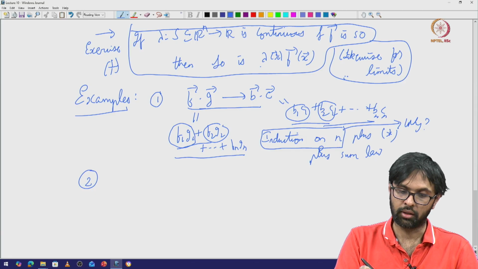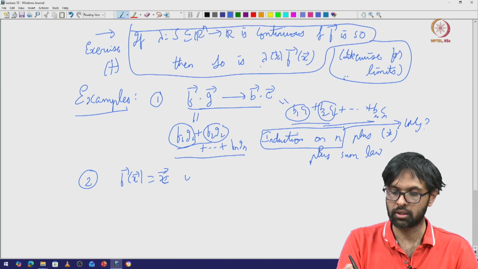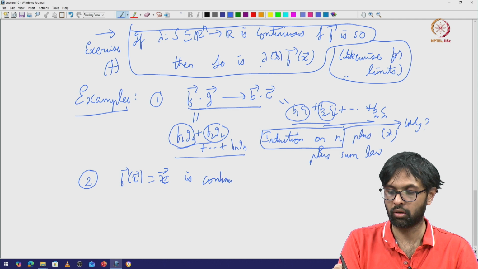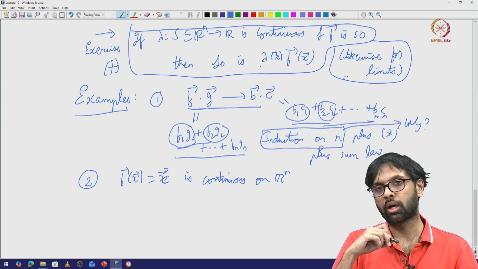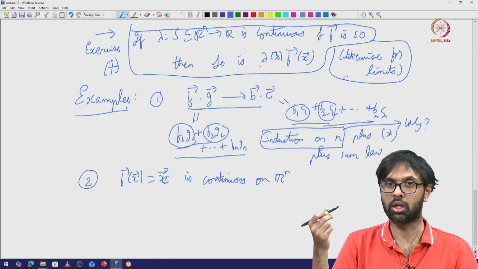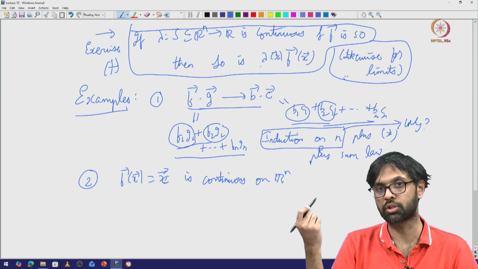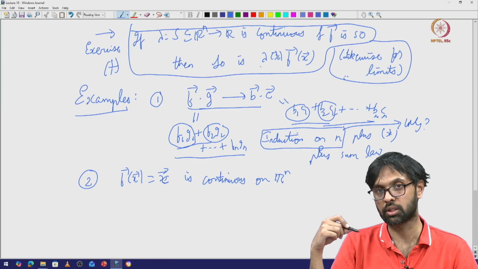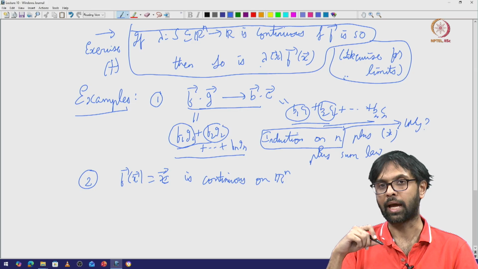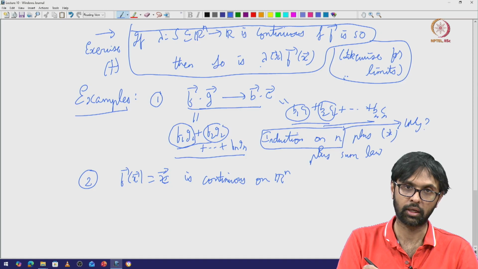The identity function, namely f of x equals x, is continuous on all of Rn. Why is that so? Because each component is a one variable function which is continuous, and we know if a one variable function is continuous and you pretend that it's a function of more than one variable, it continues to be continuous. This is something we proved. And a function is continuous if and only if each of its components is so.